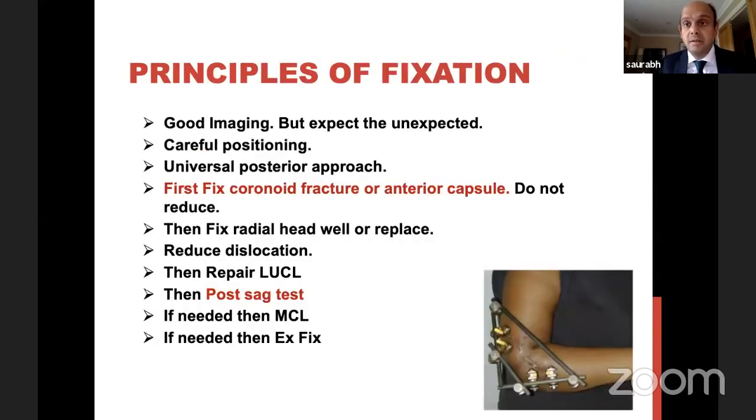Now this slide is important. Principles of fixation. The reason this is an important slide is because practically this is how you approach your terrible triad in theater. This is the sequence of repair. So obviously imaging has to be good, in the sense that once you position the patient with your II, like with your femur or tibial nail, you need to image to make sure you're getting good images, AP and lateral. Positioning, I would do supine, you can do it in lateral also.